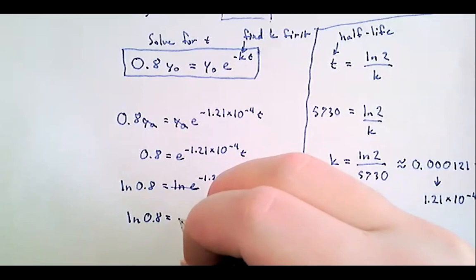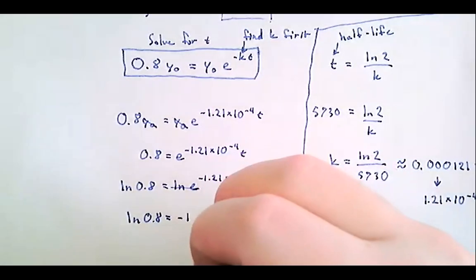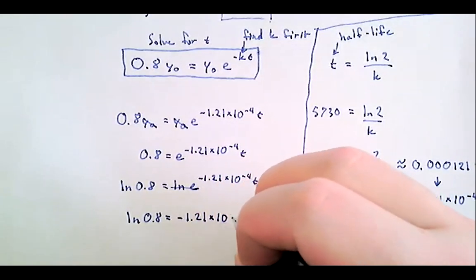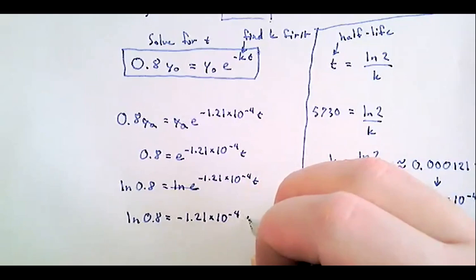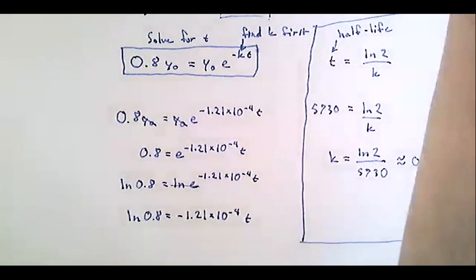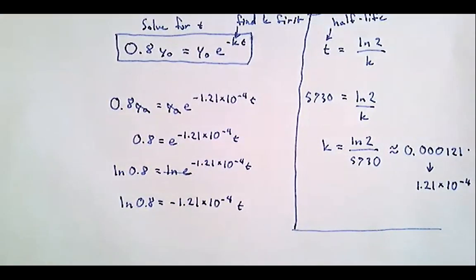Okay, so what's left on the right is just that decay rate that we found, minus 1.21 times 10 to the minus 4, and t. So to finish off, to actually solve for t, all we have to do is divide through.